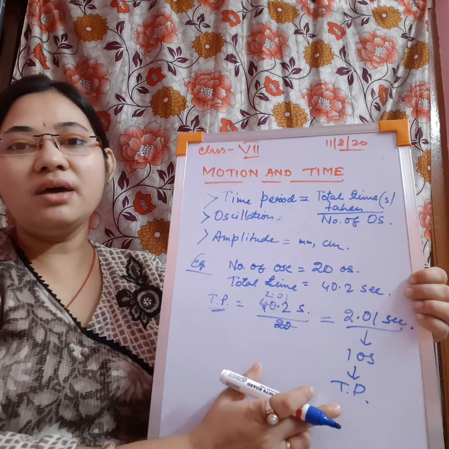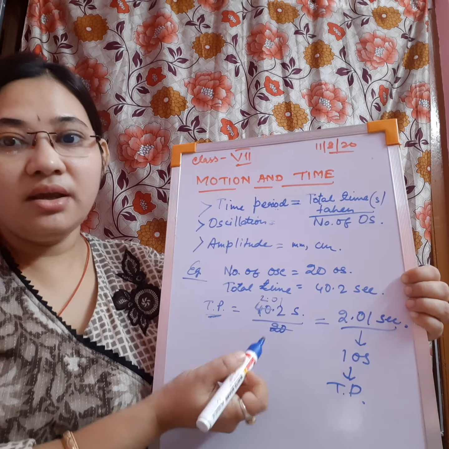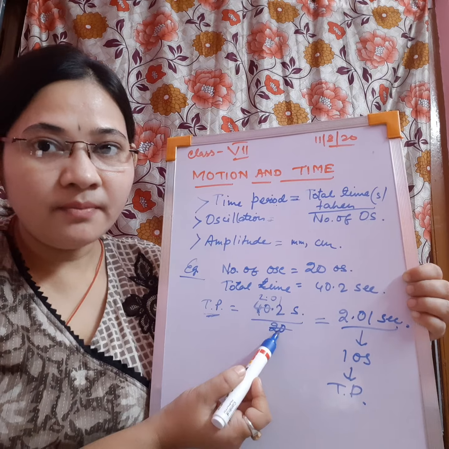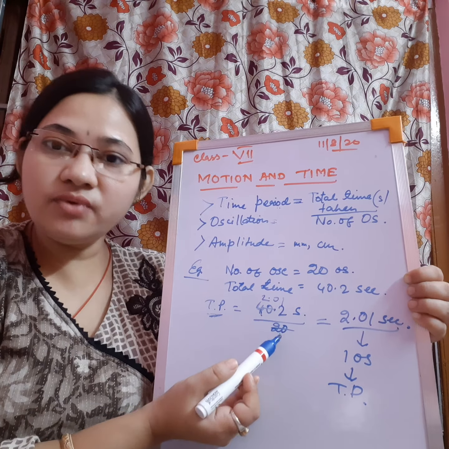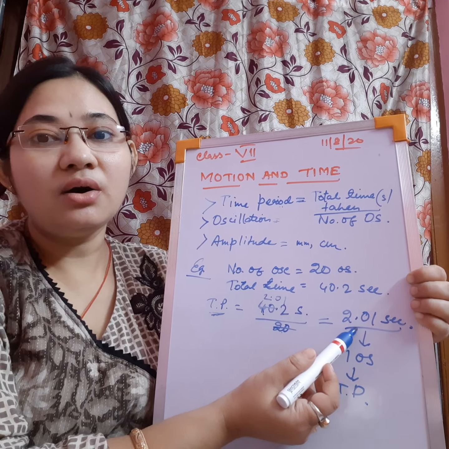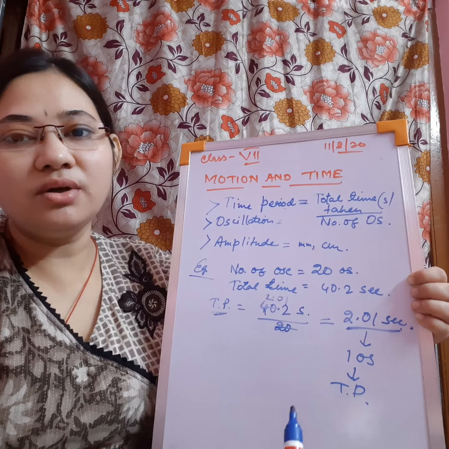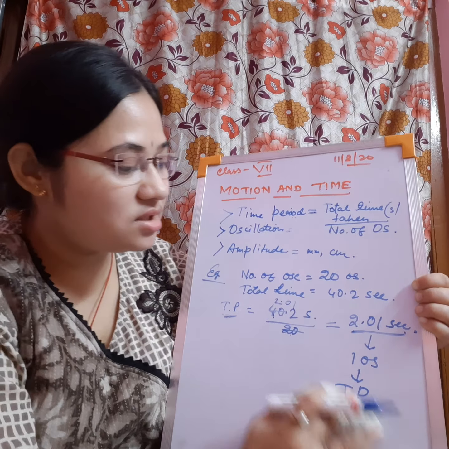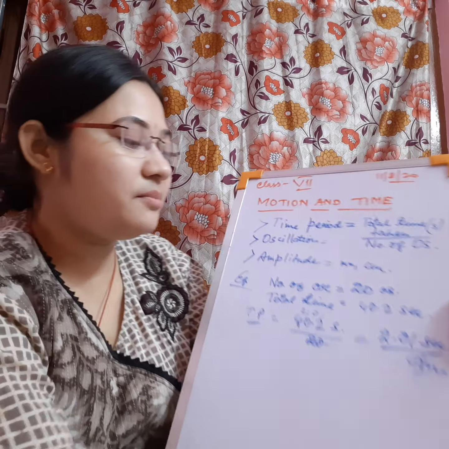Are you getting me? Time period is the time taken to complete one oscillation. Here 20 oscillations is given. So when we divide the total time by 20 oscillations, we get the time to complete one oscillation. That is equal to time period. Okay, so this is our answer. Now let us see another example.